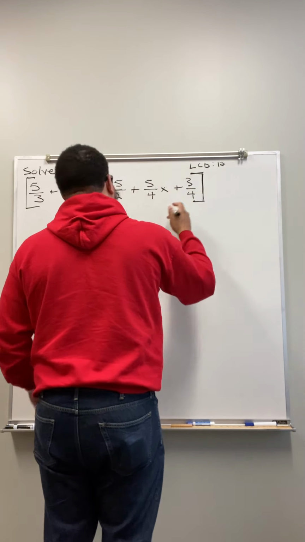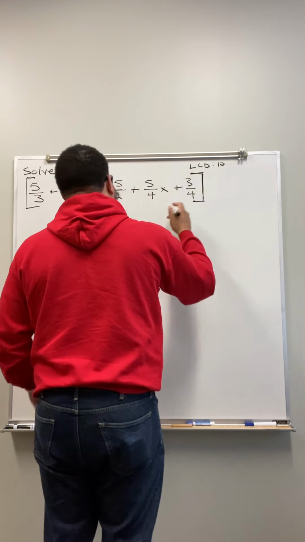I could have done 12 divided by 3, which gives me 4, and then 4 times 5, which also gives me 20. Either way, I get 20. Either way, 5/3 times 12 equals 20. I do the same thing with 2/3 x. So now I do 12 times 2, which is 24. Divide that by 3, that gives me 8. So now I got 8x. And just like that, these two fractions are gone.